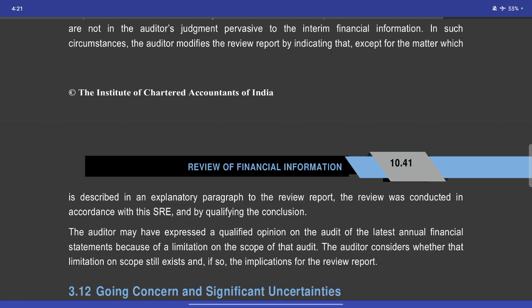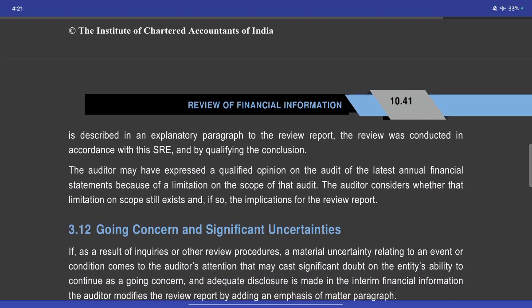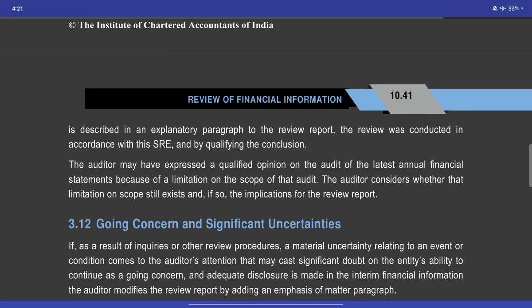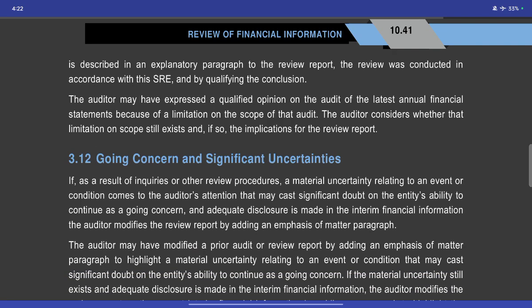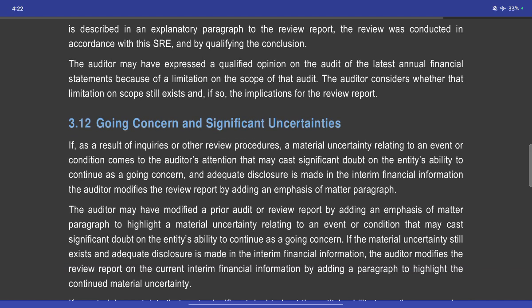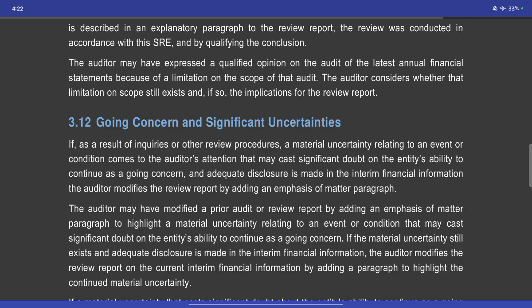In such circumstances, the auditor modifies the review report by indicating the excepted matters, as described in the explanatory part of the review report: the review was conducted in accordance with the standard on review engagements. By qualifying the conclusion, the auditor may have expressed a qualified opinion on the audit of the last annual financial statements. Because of the limitation of the scope of the audit, the auditor considers whether the limitation of scope still stands and its implication for the review report.